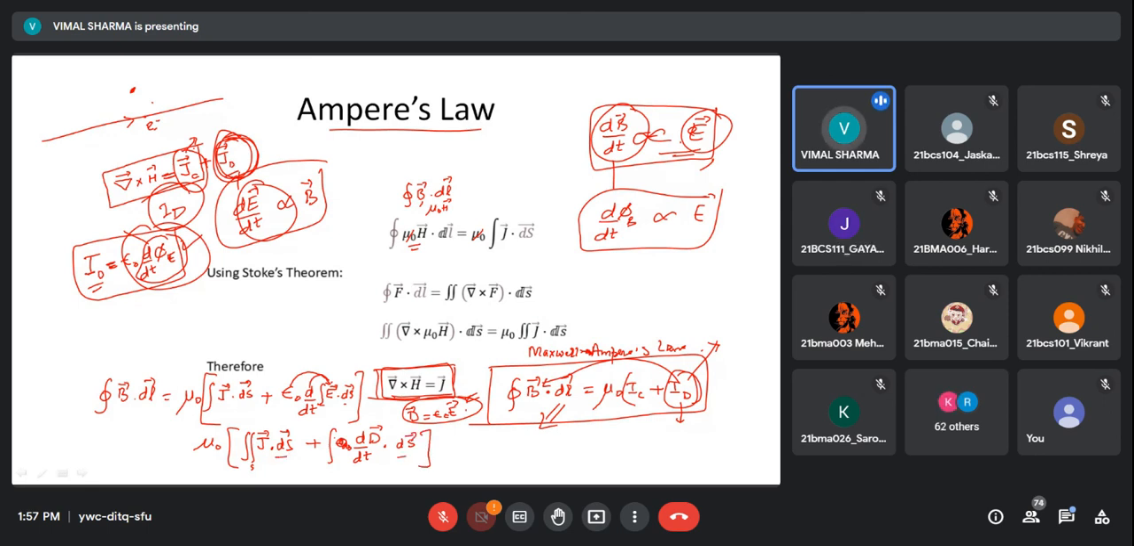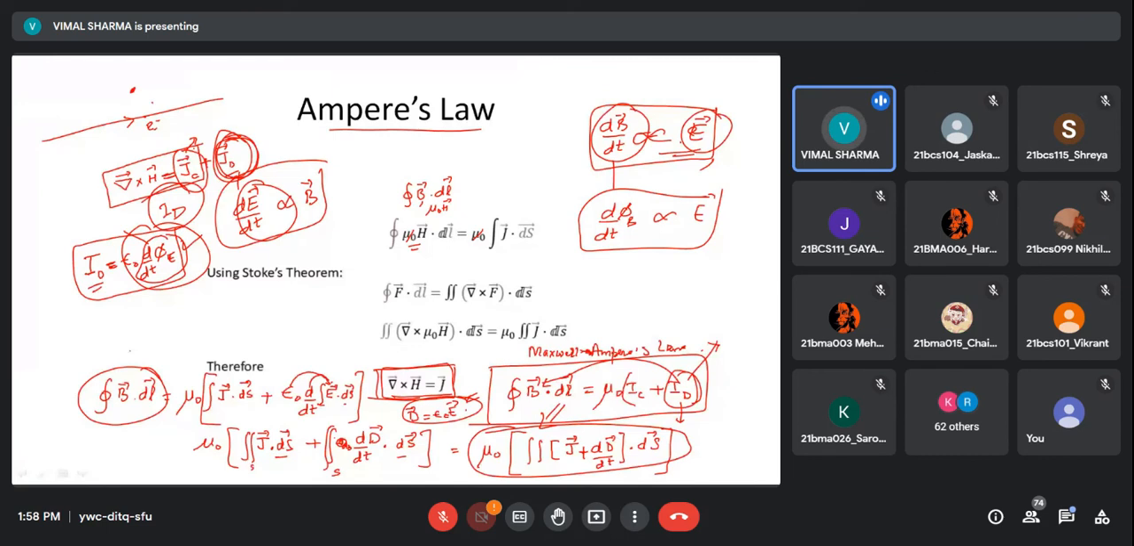I can club these integrals because both are surface integrals. So I can write, because the integral operator is a linear operator, I can write the common integrand. It is J plus dD/dt, ·dS. Okay, this is equal to this.